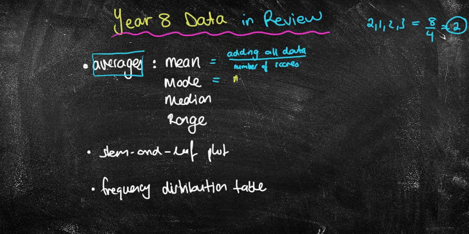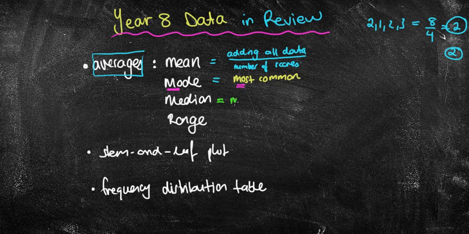The mode is the most common. Now I always look at this by the first two letters, MO in mode and MO in most. So most common or most occurring. So in that above example that I used, 2 would be the mode. It's the most common number. It occurred twice.